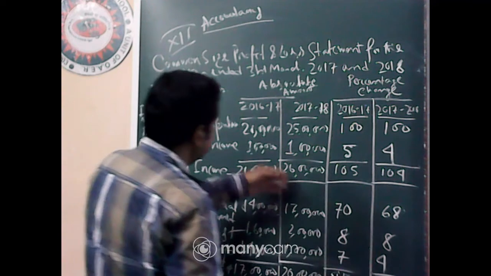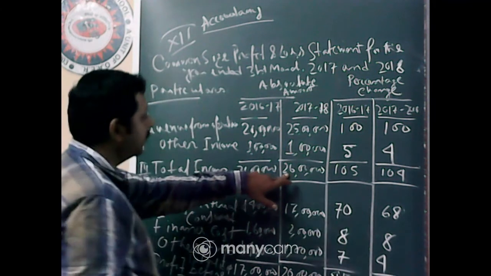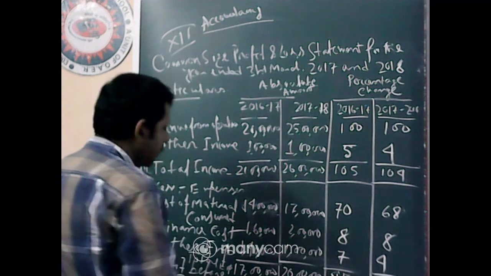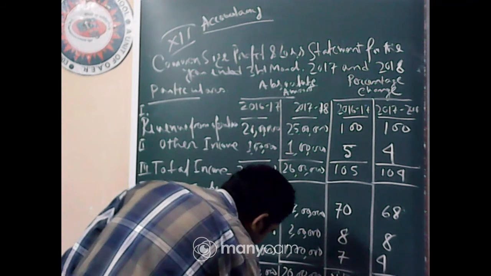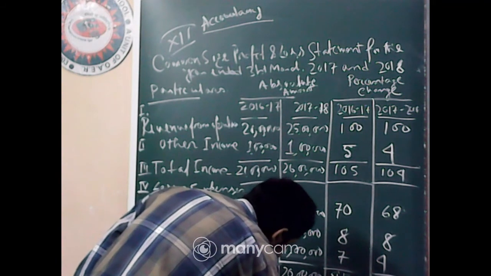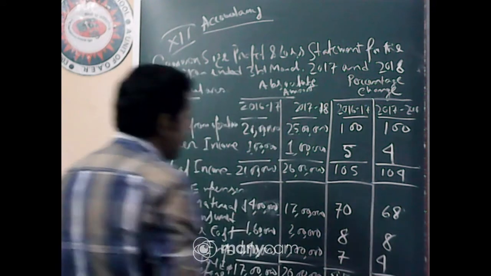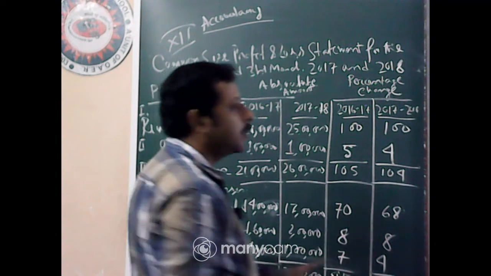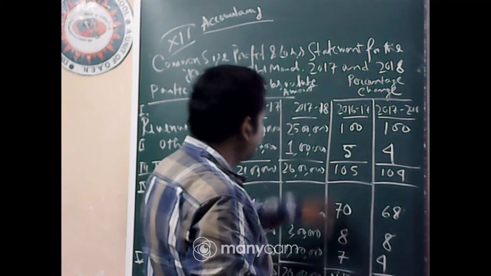And here again also total income is 26 lakh and total expense is 20 lakh. So what will be the difference? It is 6 lakh difference. And here also we cannot do any horizontal analysis. You should do the vertical analysis.